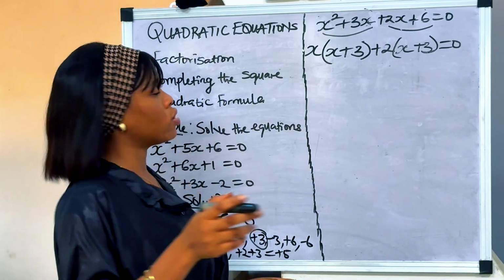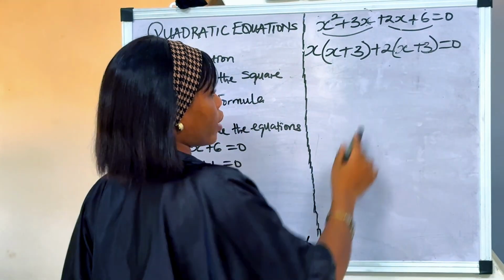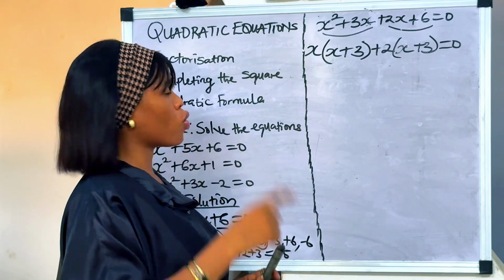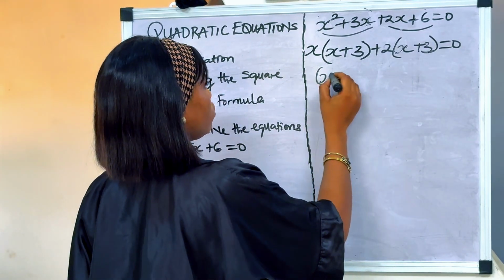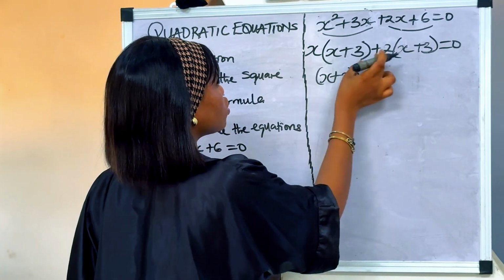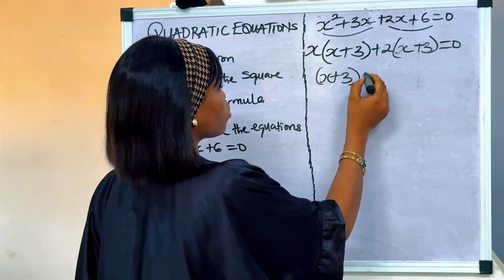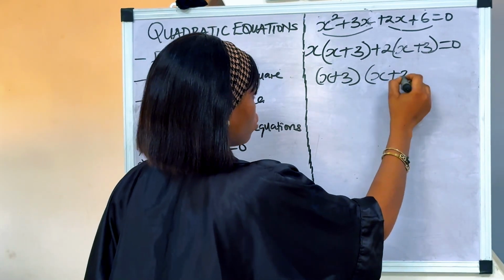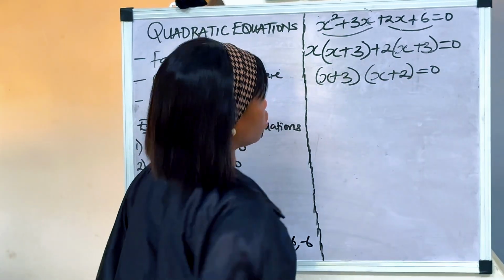Now, what do you notice? You see that these two brackets are the same. We just pick one, and then we bring these ones outside the bracket together. We have x plus 2 times x plus 3 equals 0.